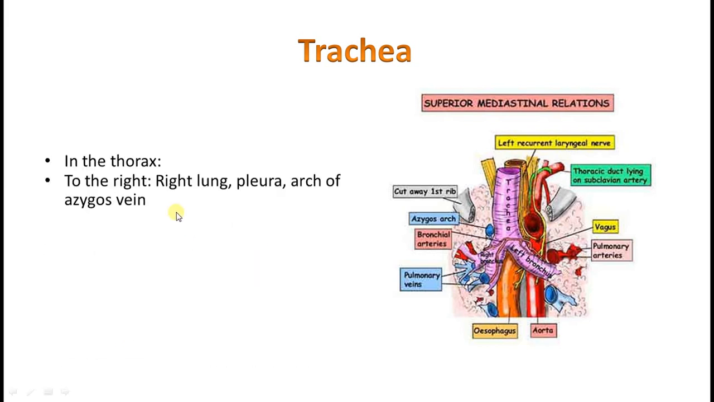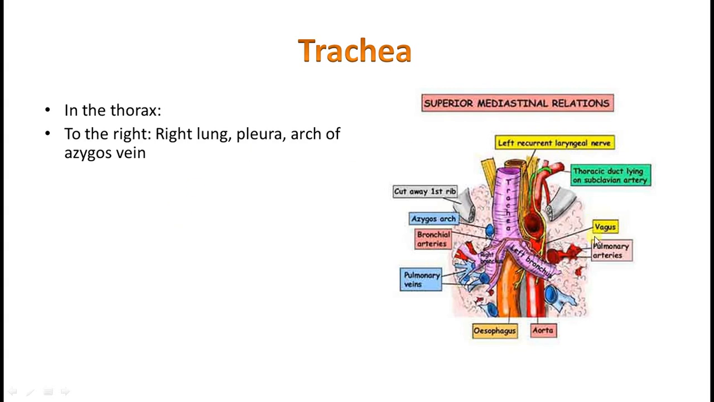So, relations of the trachea in the thorax. To the right side: right lung, pleura and the arch of the azygos vein. You will be able to see the arch of the azygos vein here. To the left side, you also see the arch of the aorta, and the arch of the aorta displaces the trachea slightly towards the right side.